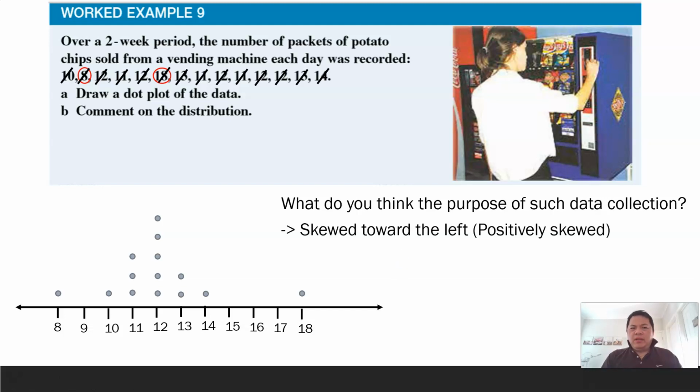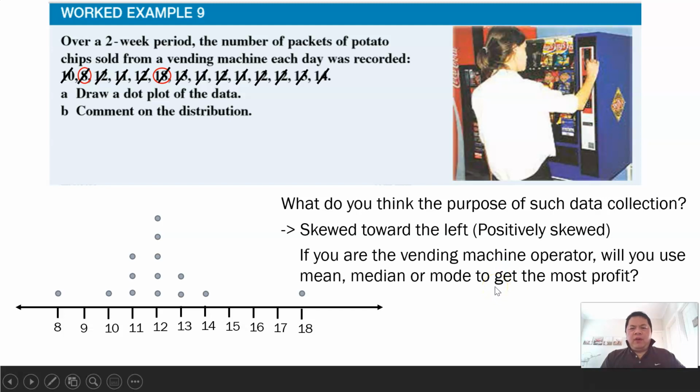Basically, in statistics, when I see data like this, can you see the data is more towards the left-hand side? It's skewed towards the left, and this is known as positively skewed data. If you have more data to the right, it's skewed towards the right, and that is known as negatively skewed. You learned that in Year 8. So if you are a vending machine operator, will you use the mean, median, or mode to get the most profit? Think carefully.